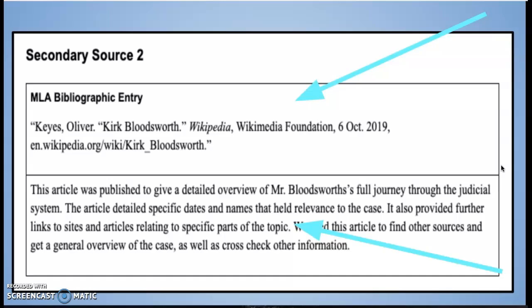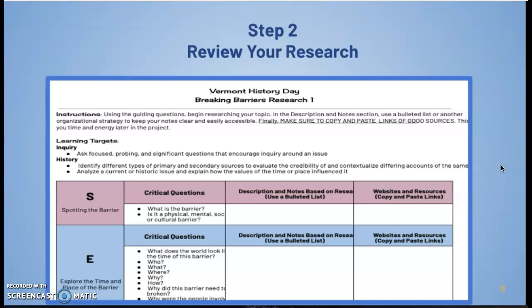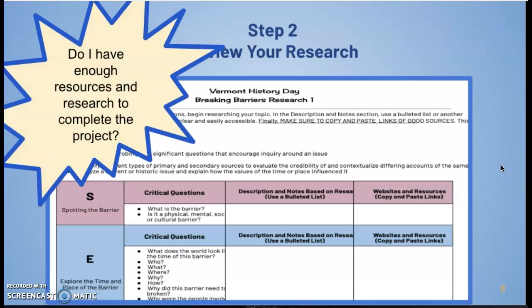So again, you're working on your annotated bibliography this week. You need to have one primary source annotated and one secondary source annotated. And then if you want to move ahead, you can start reviewing your research. If you remember, we did this Breaking Barriers Research 1, which you should have in your Google Drive. This would be a good step for you to start organizing how you want to arrange the information about your Vermont History Day topic.